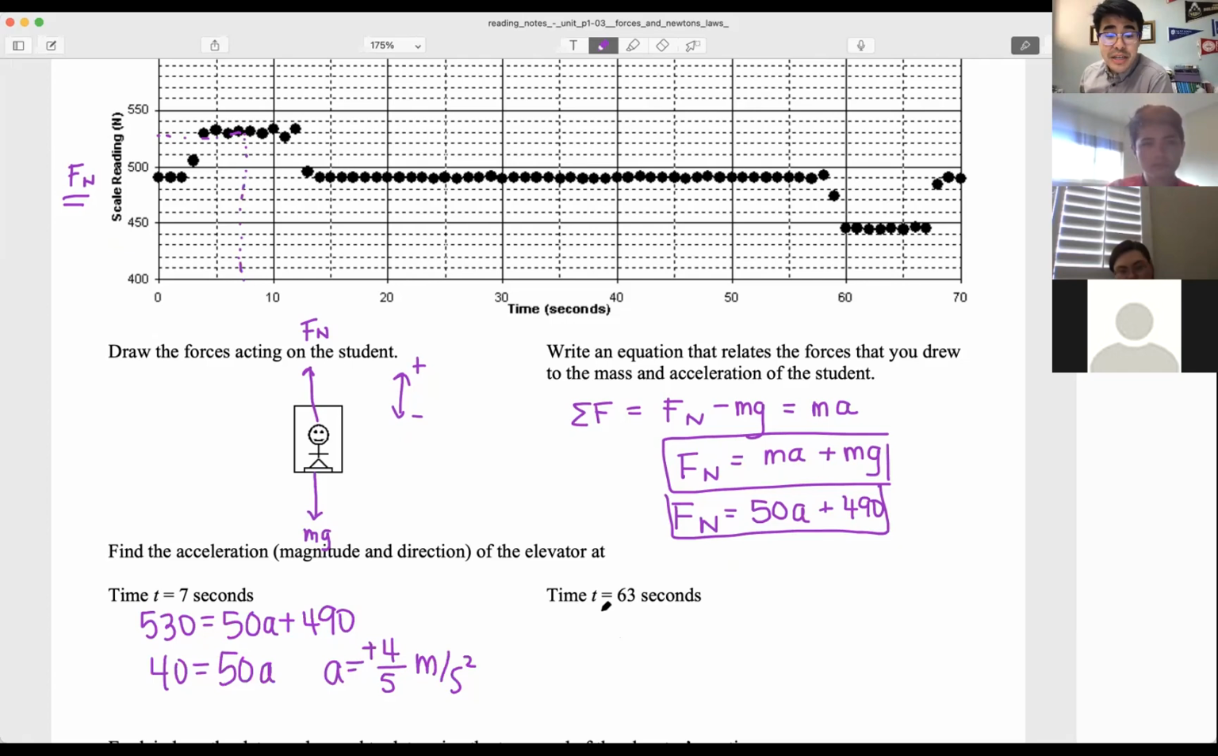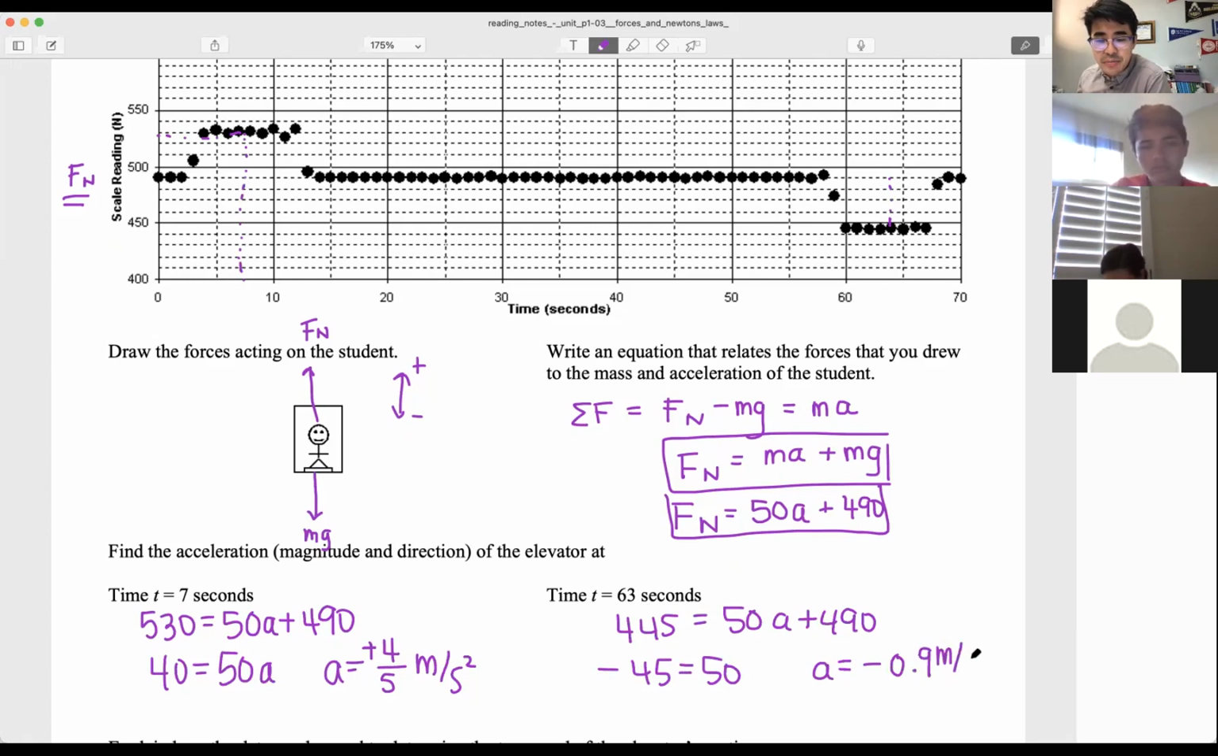And then what about this one? T equals 63, same thing, but in reverse, we go down. What do we get? It looks like maybe it's about 445 equals 50A plus 490. If we move it over, it becomes negative 45 is equal to 50A. So then A is negative 0.9 meters per second squared.